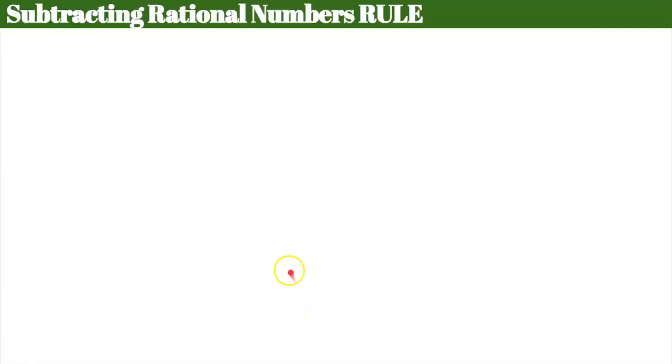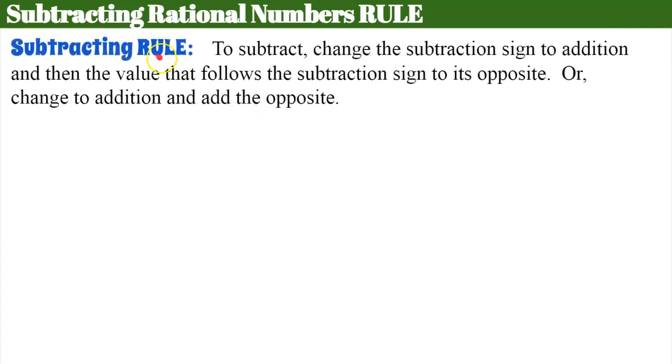So today's lesson is going to be a bit of a mashup. We're going to take what we know about subtracting integers and apply it to what we know about subtracting fractions and decimals. So our subtracting rational numbers rule is identical to our subtracting integers rule. Let's review that. To subtract, we're going to change the subtraction sign to addition and then add the value that follows with an opposite sign. Or we can say change to addition and add the opposite.